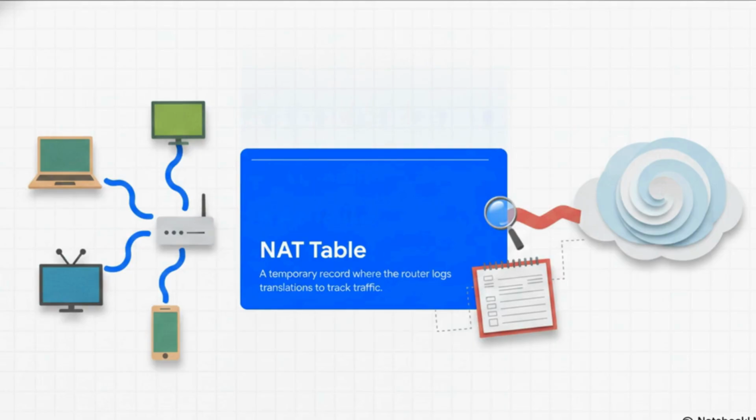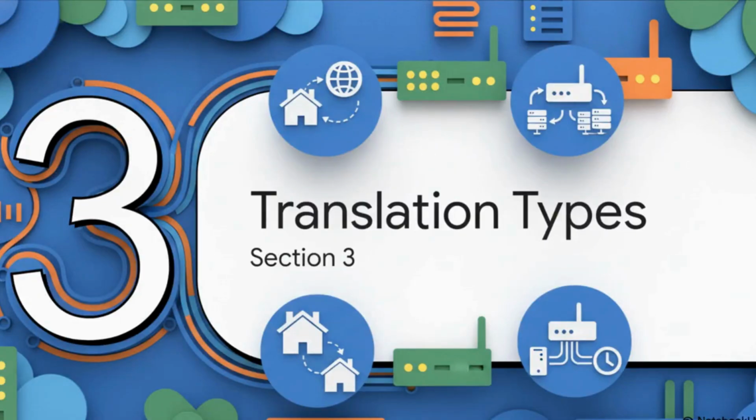This is the sole reason why, when the returning data hits your router, it doesn't accidentally end up on your roommate's laptop or your smart TV. The router just checks the ledger, finds the exact translation it made milliseconds earlier, and ensures the data finds its way back to your exact device. It's absolutely brilliant.